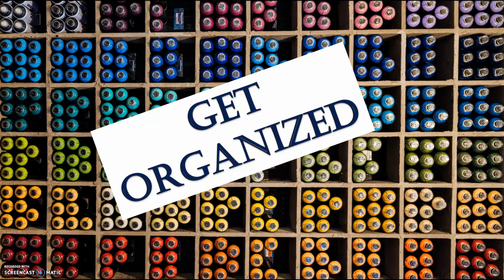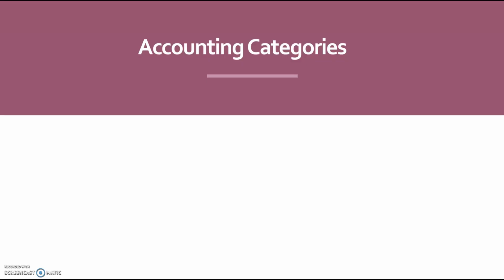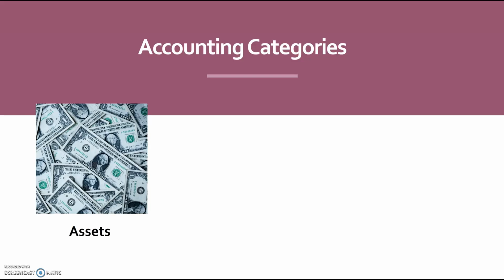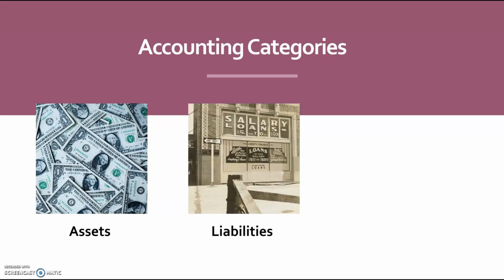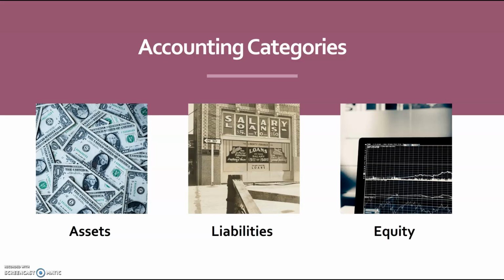Think about the clothing store. If you walked in and all the clothes were mixed up and in no apparent order, it would be hard to shop and find what you want. If, instead, the clothes were organized by type, dress clothes, casual wear, swimwear, outerwear, and then by size, you can easily find what you want. The same is true for accounting information. The categories we use to sort accounting data are assets, liabilities, and equity.